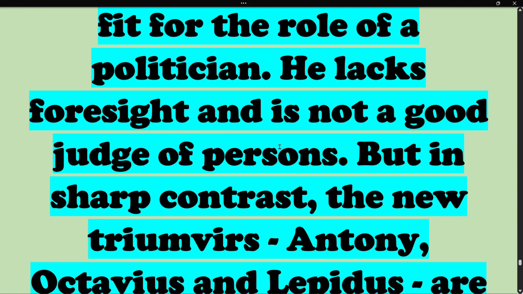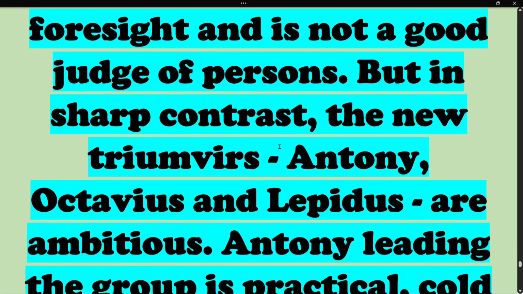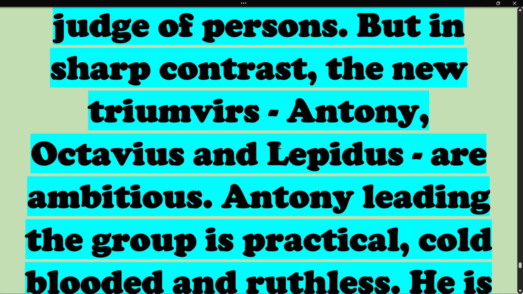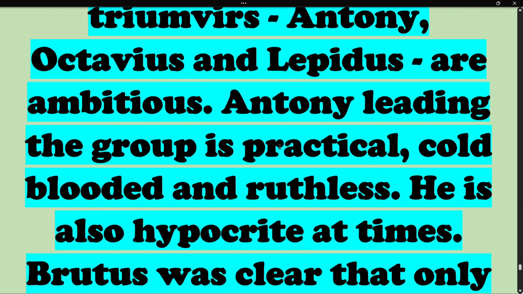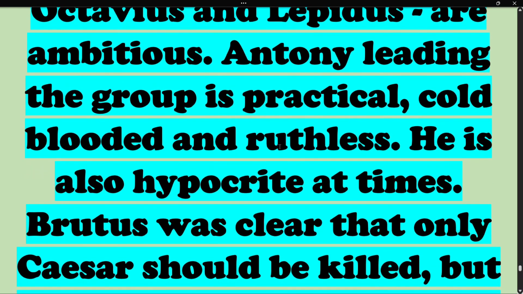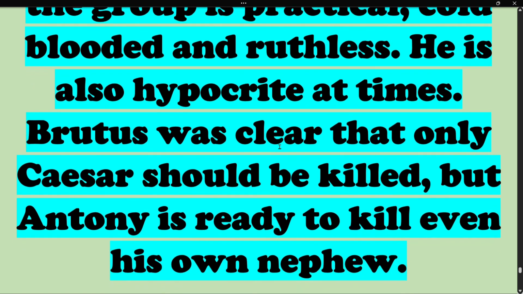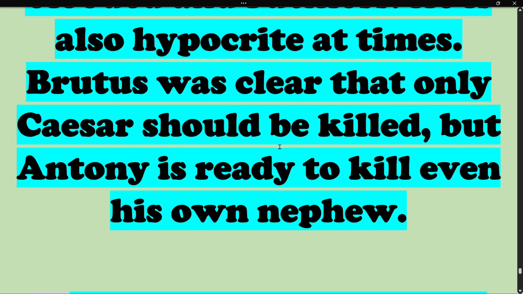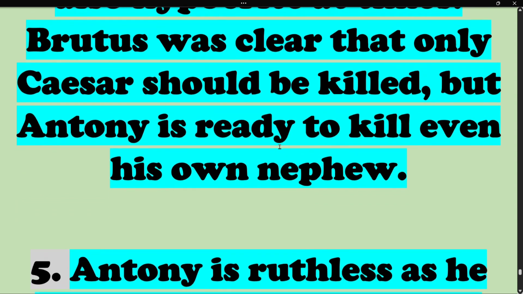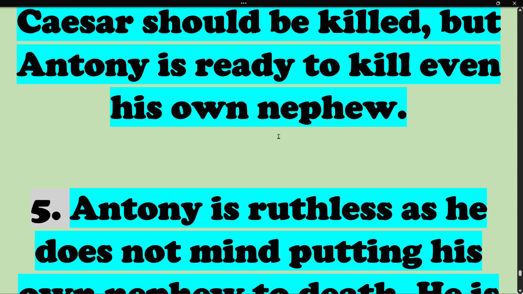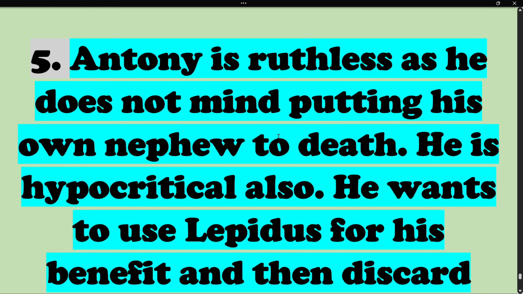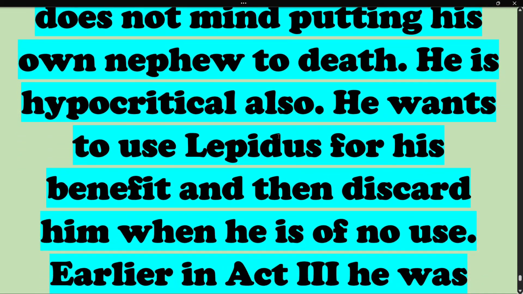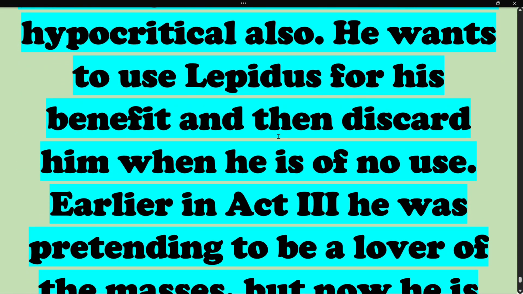But in sharp contrast, the new Triumvirs, Antony, Octavius, and Lepidus are ambitious. Antony, leading the group, is practical, cold-blooded, and ruthless. He is also a hypocrite at times. Brutus was clear that only Caesar should be killed, but Antony is ready to kill even his own nephew. The fifth one. Antony is ruthless as he does not mind putting his own nephew to death. He is hypocritical also. He wants to use Lepidus for his benefit and then discard him when he is of no use.